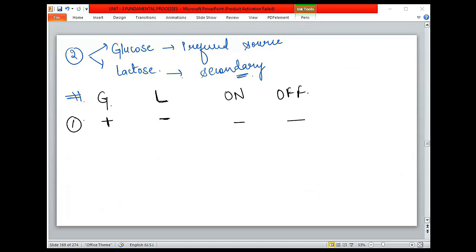If glucose is present, everyone write it down. Eight of you are there in the class. Yes, it would be in the off condition. The lactose operon will not be on. Second scenario, glucose is absent, lactose is present. What will be the scenario over here? Lactose present, glucose absent.